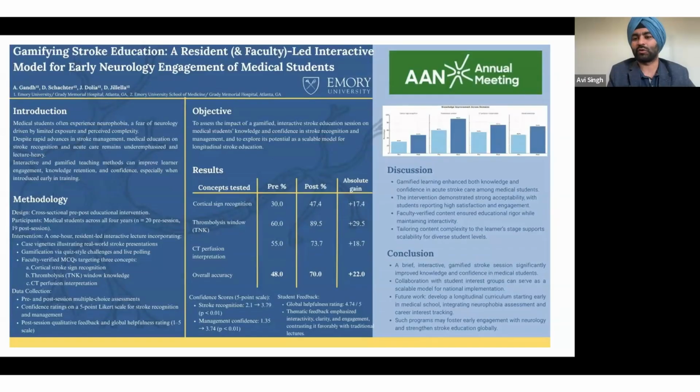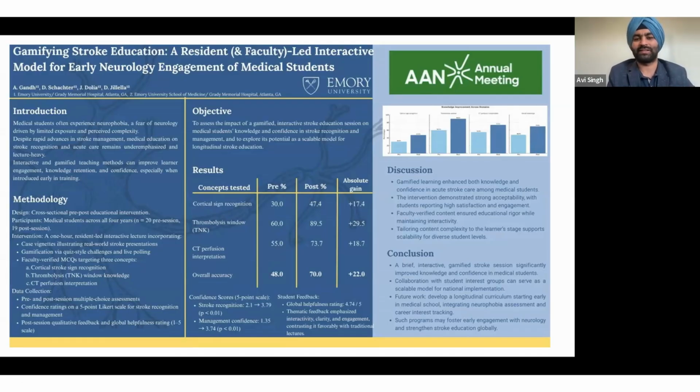Faculty verified content ensured educational rigor while maintaining interactivity. And tailoring content complexity to the learner's stage supported scalability for diverse student levels. To conclude, a brief interactive gamified stroke session significantly improved knowledge and confidence in medical students.